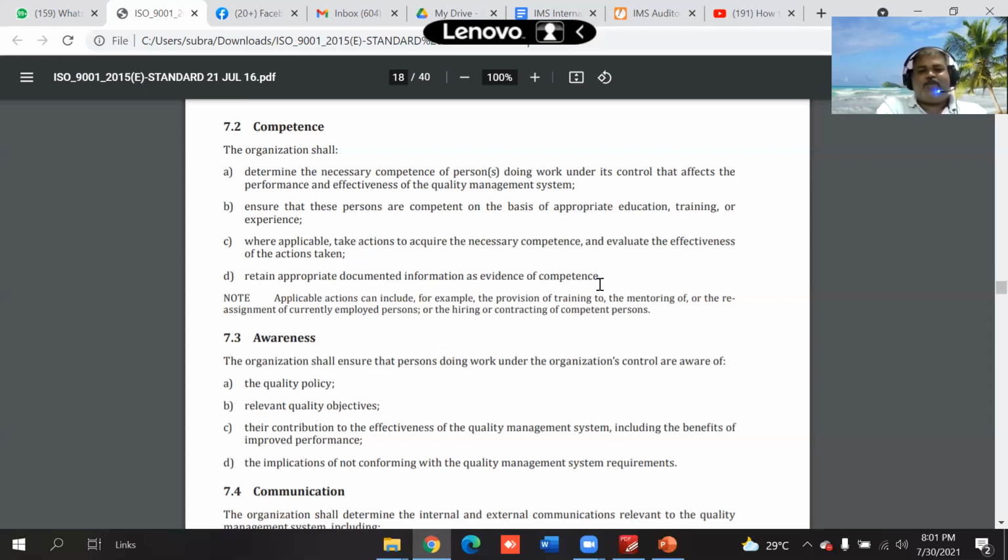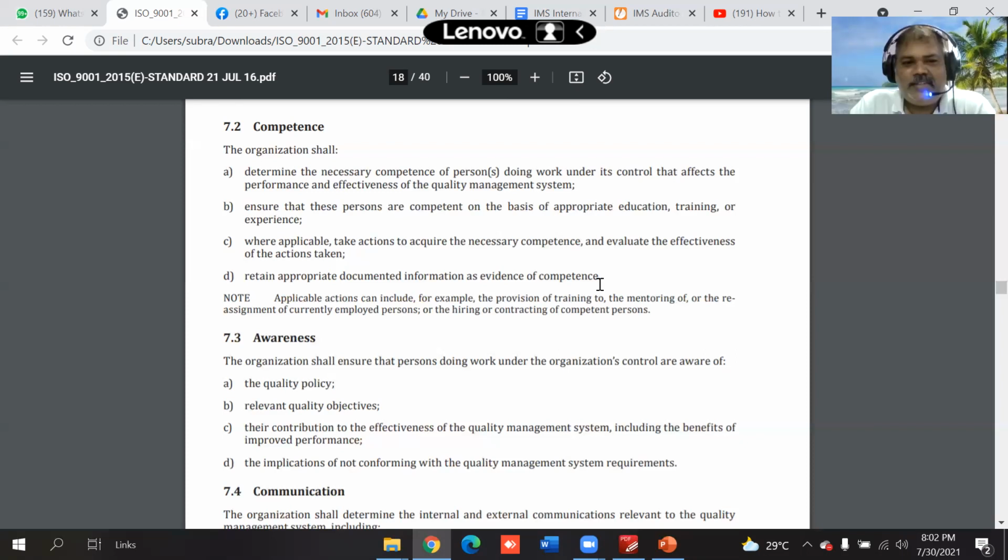Okay, so these are the questions you can ask. You can also ask about action taken to acquire the necessary competency and evaluate the effectiveness of the action taken. Some training they attended requires an evaluation, which is maintained by HR. So you can ask HR, "Can you show me the training plan and the evaluation of training attended?" From that, you also know.